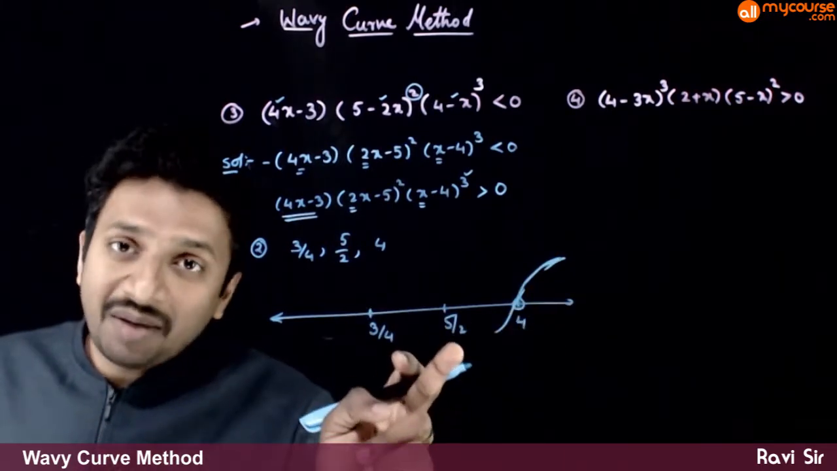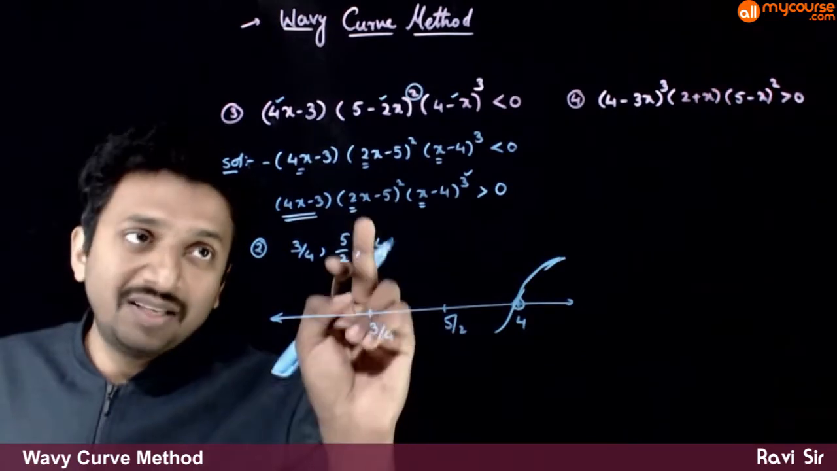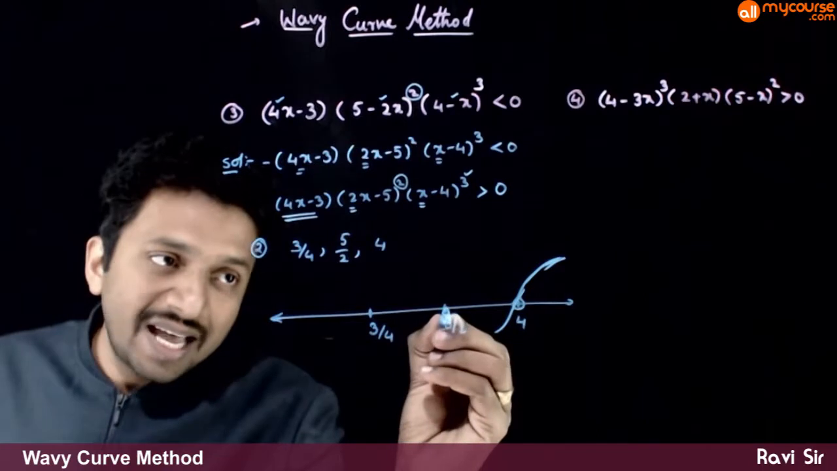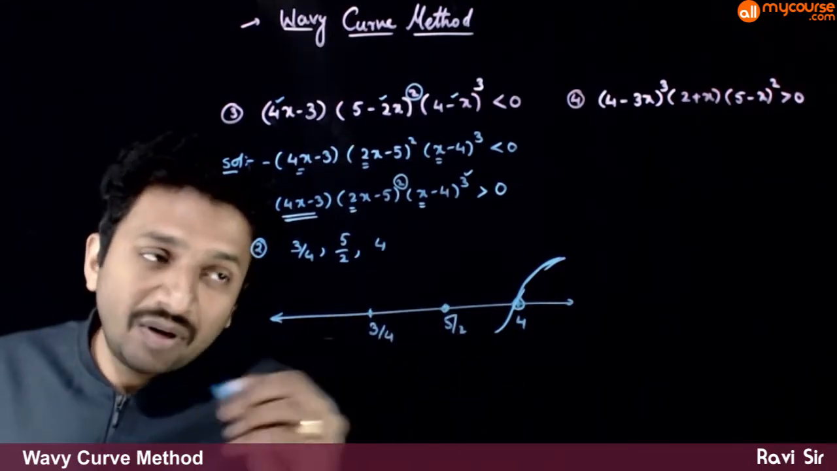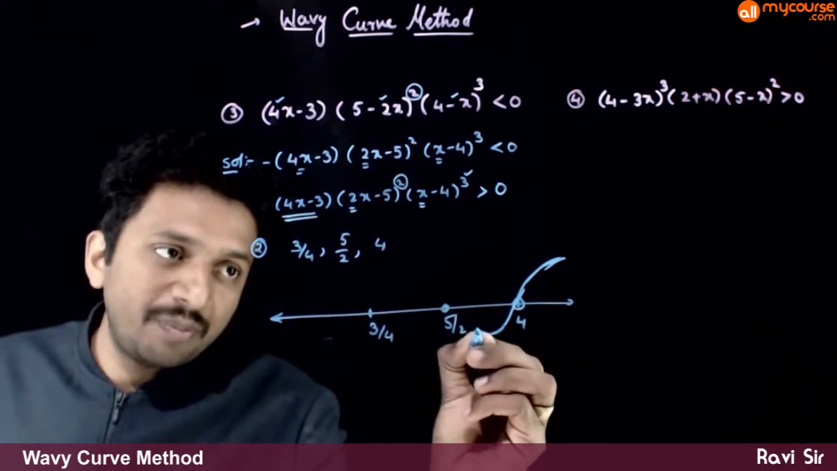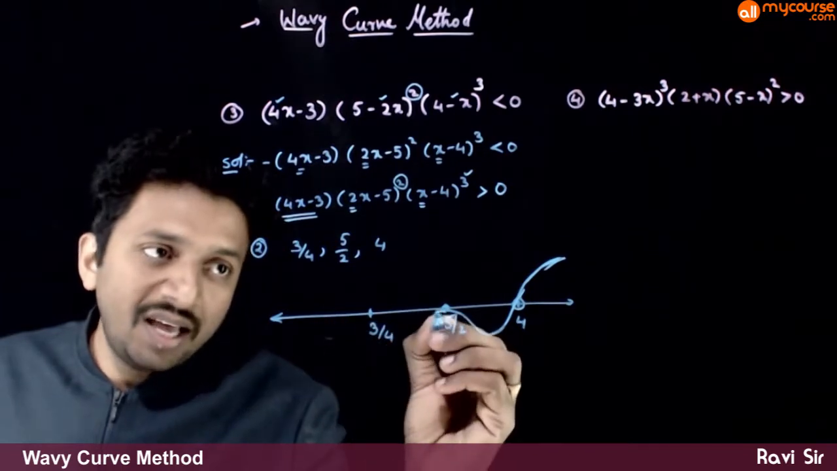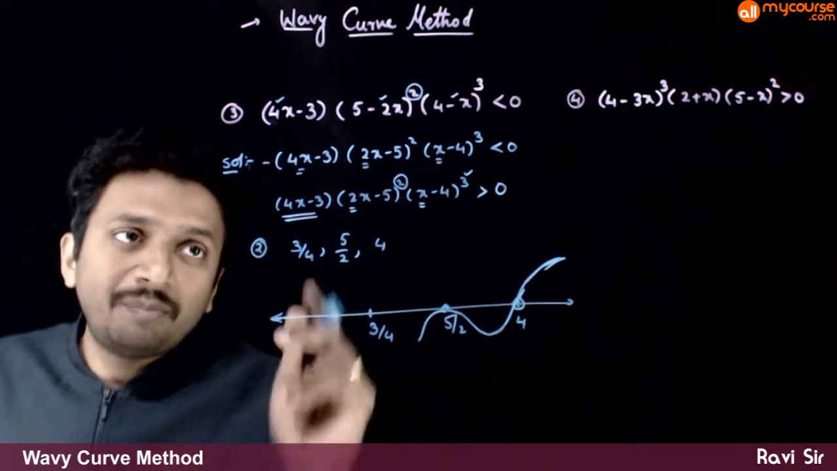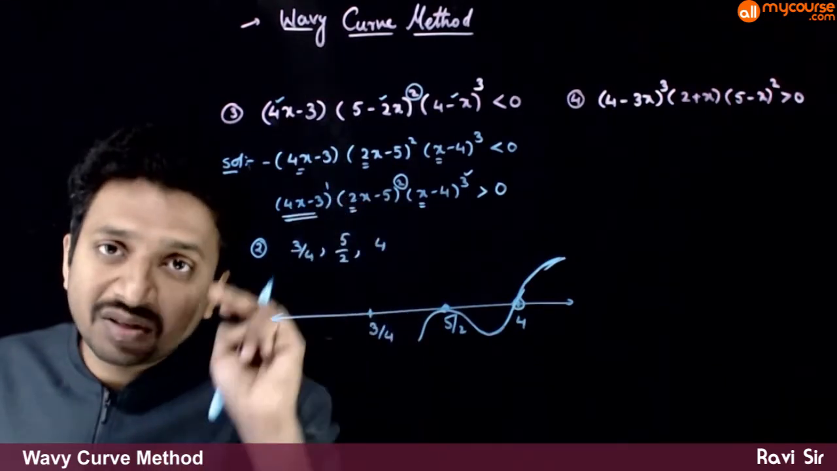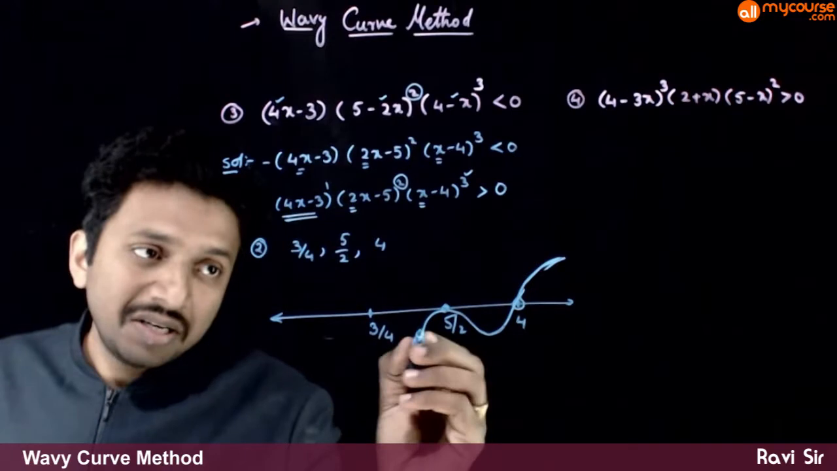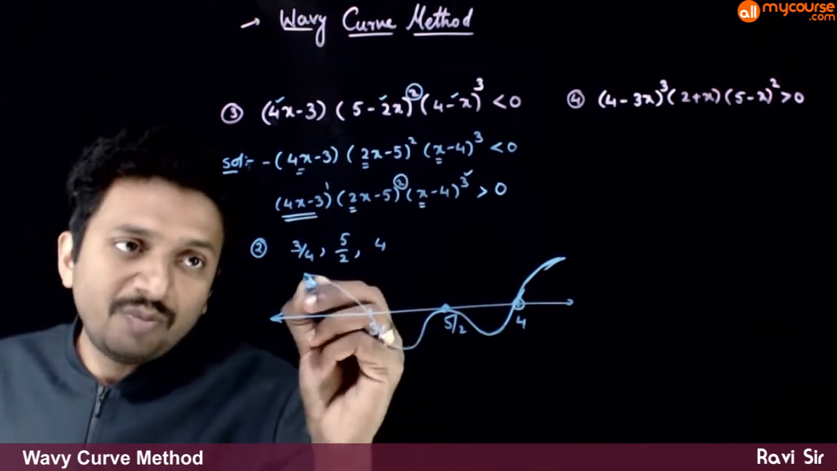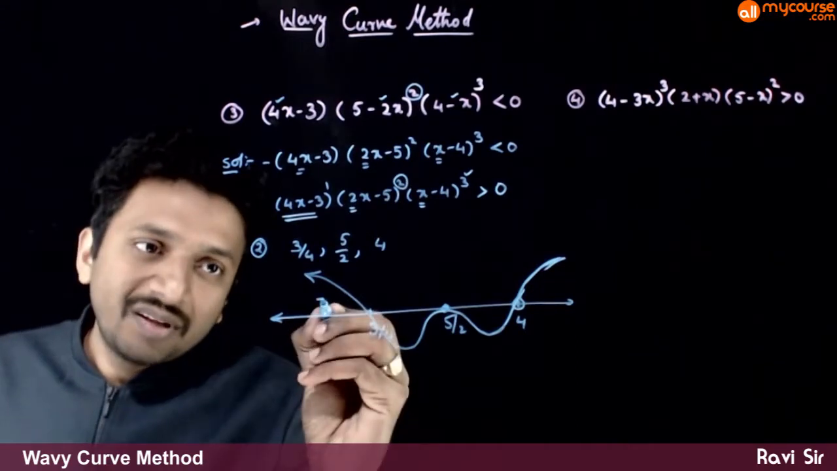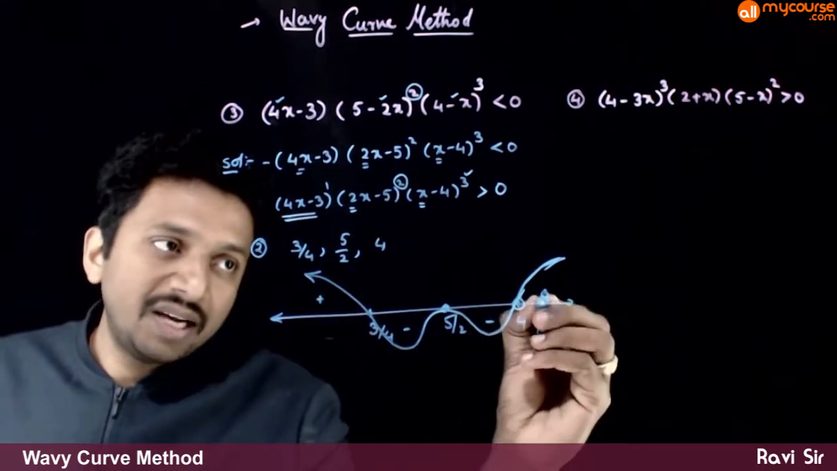What is happening at 5 by 2? The corresponding factor is 2x minus 5. The power is even. That means sign does not change at x is equal to 5 by 2. That means the curve is approaching from the negative side. It again goes to the negative side. What is happening at 3 by 4? The power is 1, corresponding to this factor. That means the sign changes. So it goes from negative side to positive side. So the wavy curve is completed. Positive interval, negative, positive.